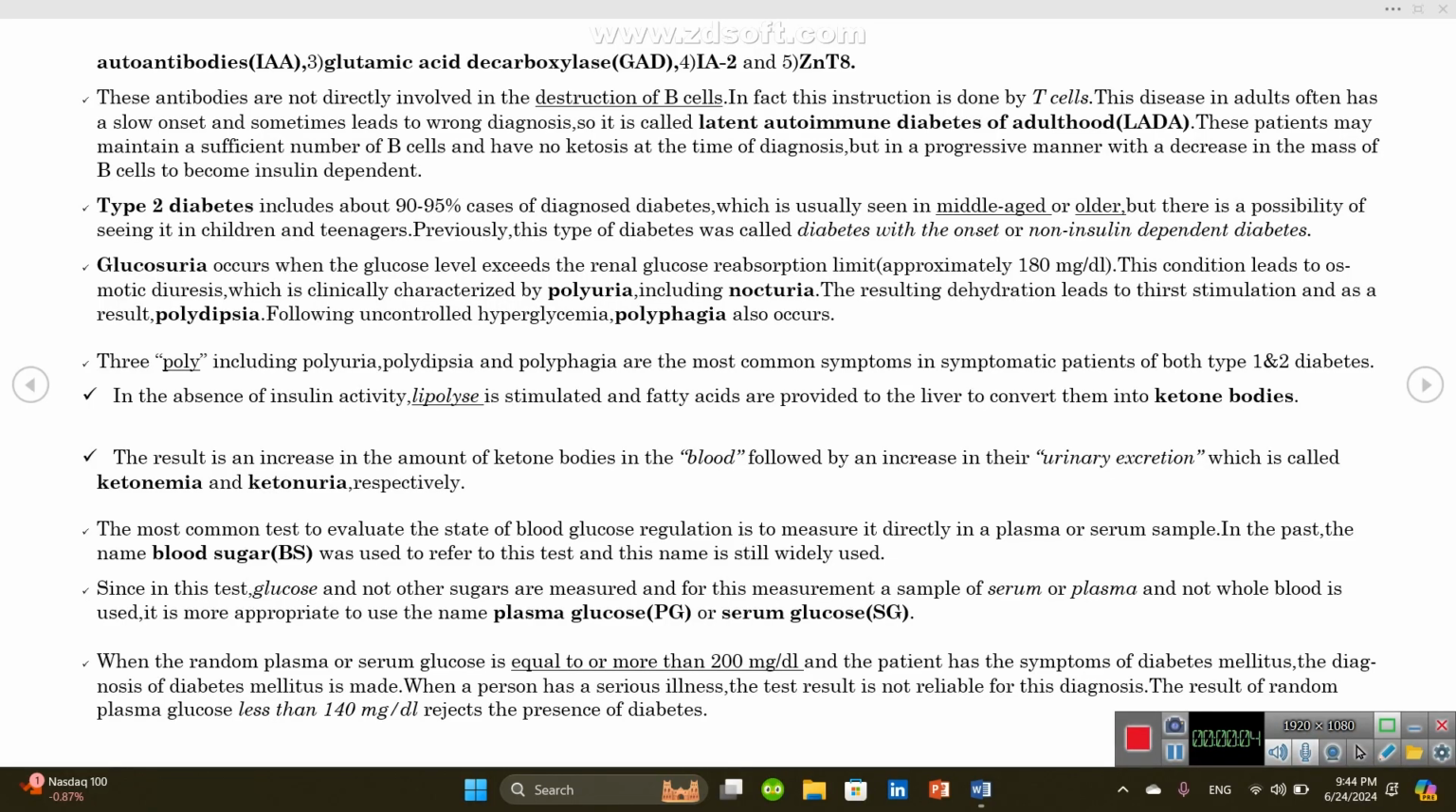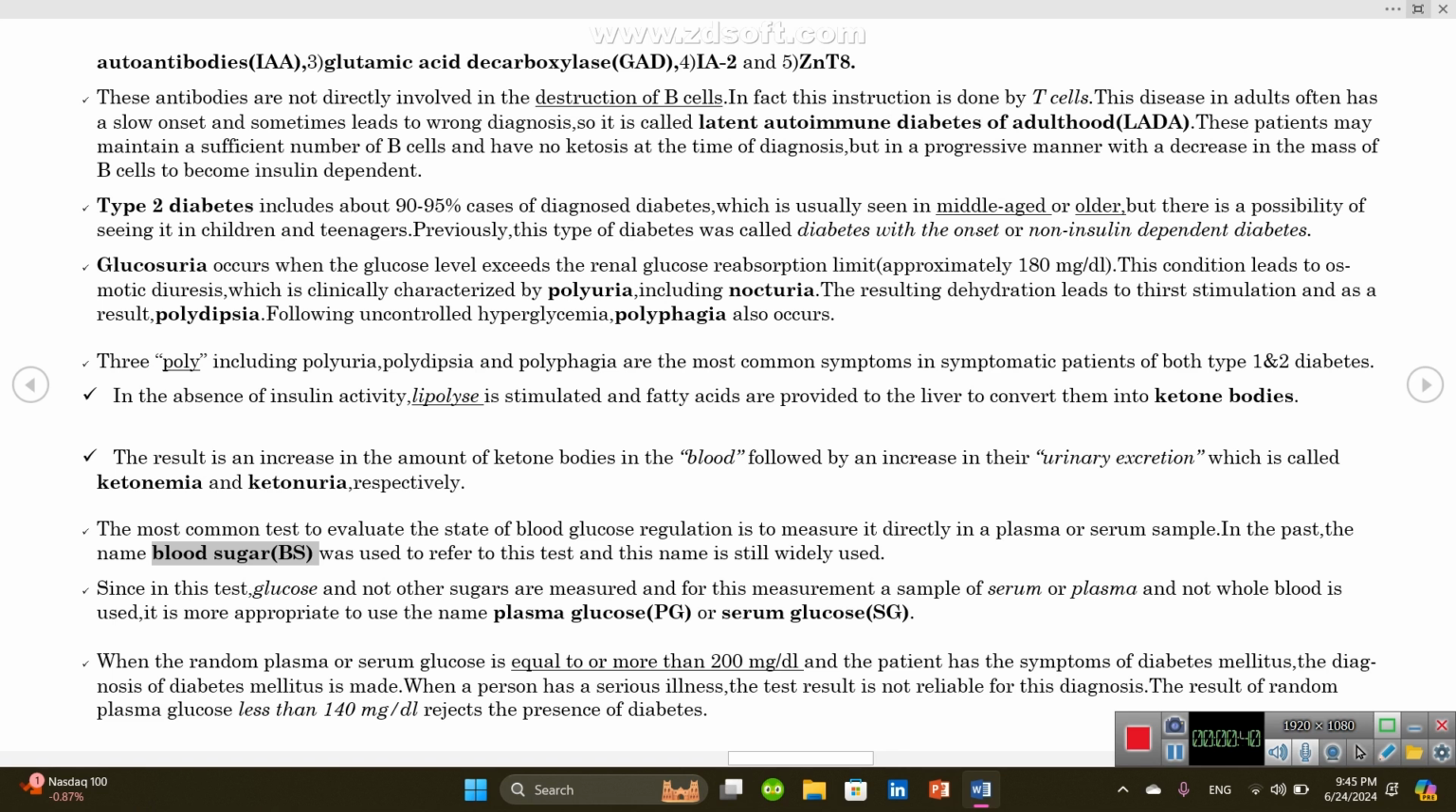In this part, we're going to talk about blood sugar medical tests. As you've watched the previous video, we discussed carbohydrates and different conditions of sugar existing in blood. So let's talk about tests. The most common test to evaluate the state of blood glucose regulation is to measure it directly in a plasma or serum sample. In the past, the name blood sugar, please pay attention, blood sugar, BS, BS is an abbreviation of blood sugar, was used to refer to this test, and this name is still widely used.